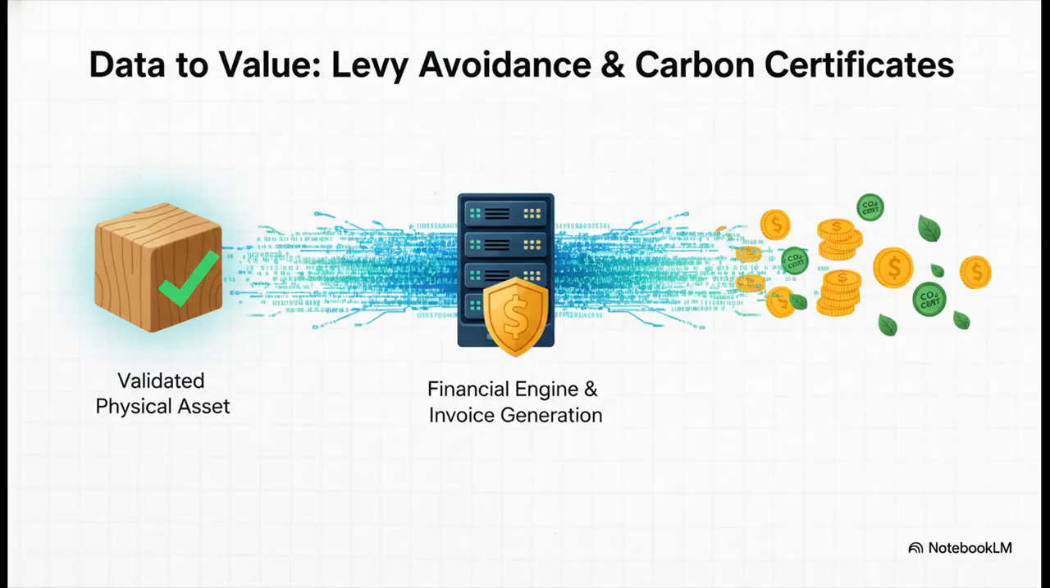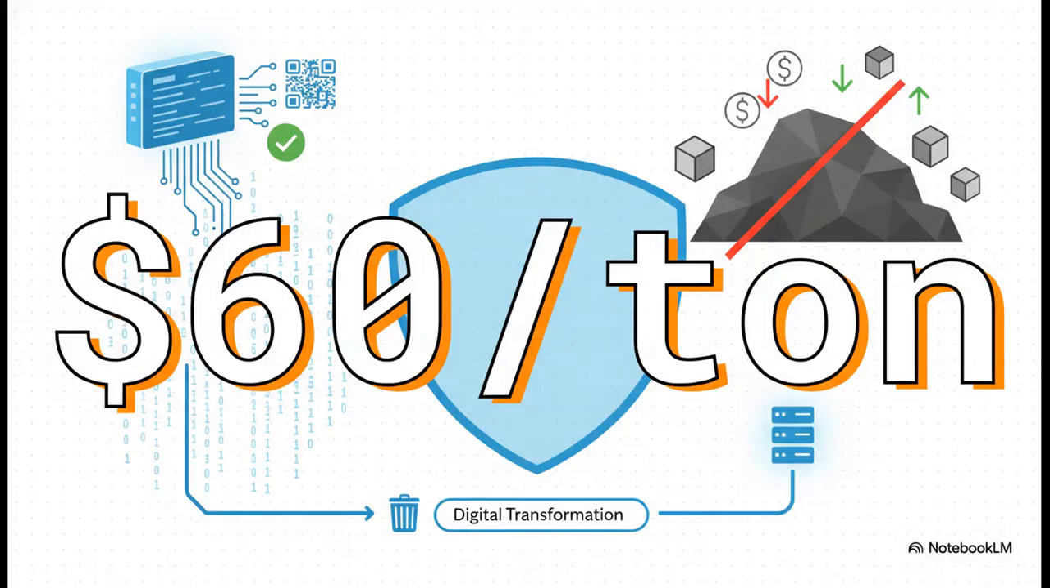All right, on to Layer 4. This is where the data finally turns into dollars. The financial module connects that physical asset, now fully verified, to the invoice. This is where value gets created by avoiding fees and even generating things like carbon removal certificates. And here's the real bottom line. By having that digital proof, users can completely sidestep some pretty hefty landfill taxes. We're talking about things like this projected $60 per ton levy. That's real money being saved, a direct financial reward for doing things the right way.